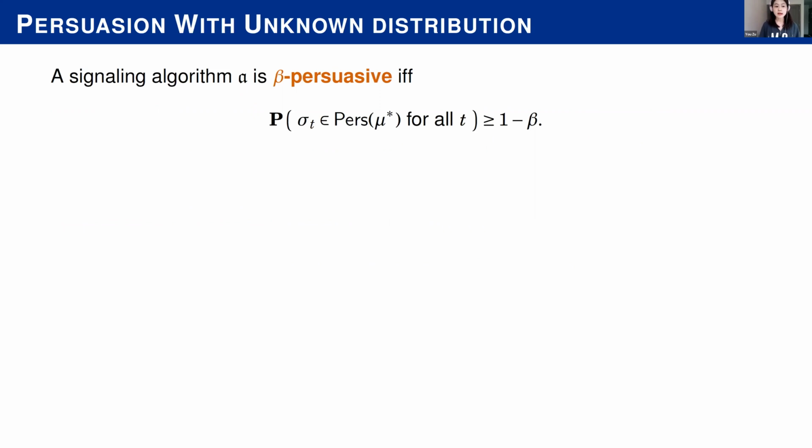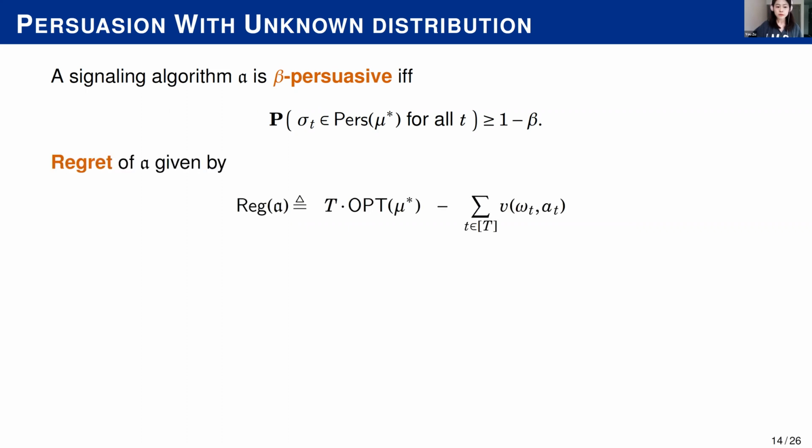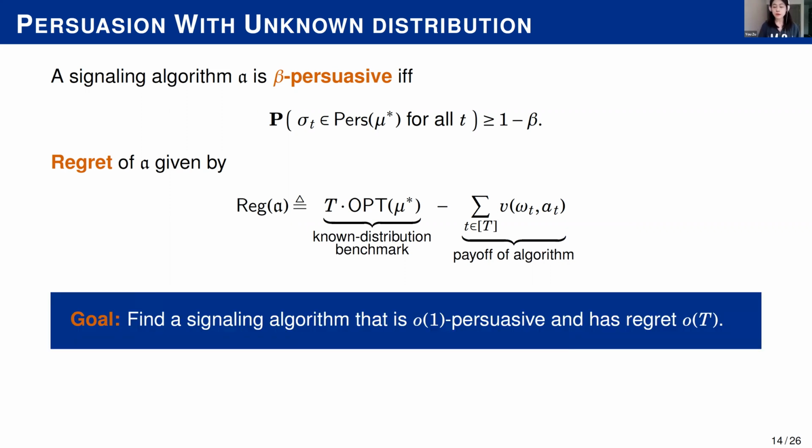So formally, we say that a signaling algorithm is beta persuasive if with probability at least 1 minus beta, all the chosen signaling mechanisms are persuasive under the unknown distribution for all time. We also write down the regret of the algorithm to be the difference between the optimal sender's payoff under the known distribution versus the payoff of the algorithm. The goal is to find a signaling algorithm that is small o(1) persuasive and has a sublinear regret in the time horizon.